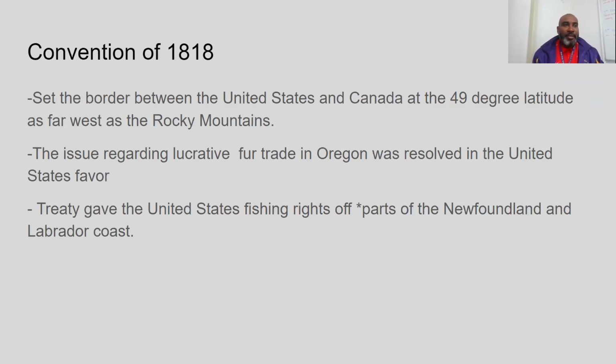The next event that we have to look at is the Convention of 1818. So what the Convention of 1818 does, it sets the borders between the United States and Canada at the 49-degree parallel latitude as far west as the Rocky Mountains. So what we're going to see is, this is when you begin to see the development of the border lines drawn as it is today.